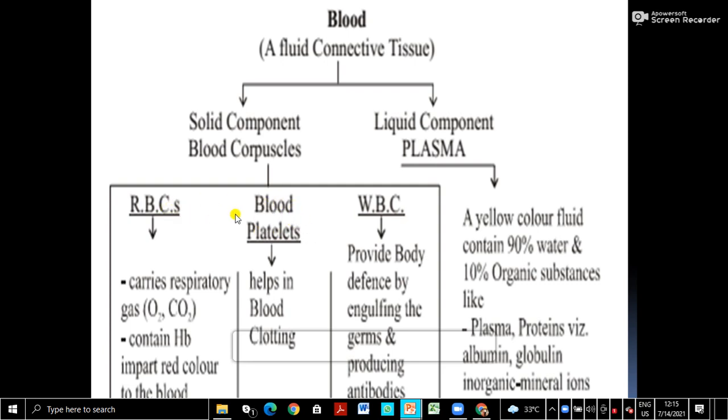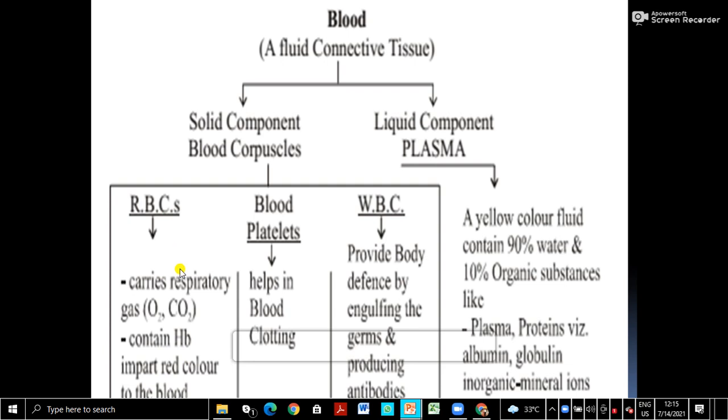So these three types of blood cells are there, and RBCs are red in color because they contain a chemical, a protein called hemoglobin. HB stands for hemoglobin, and the presence of hemoglobin imparts red color to the blood. Blood is red. So blood is red because of hemoglobin in the RBCs.